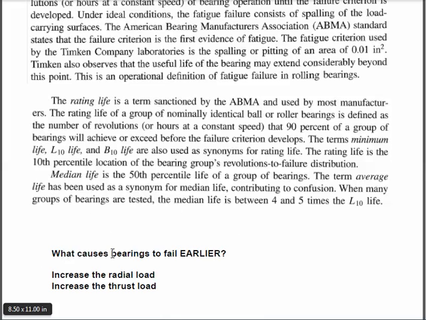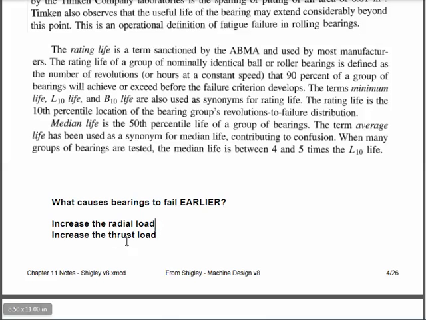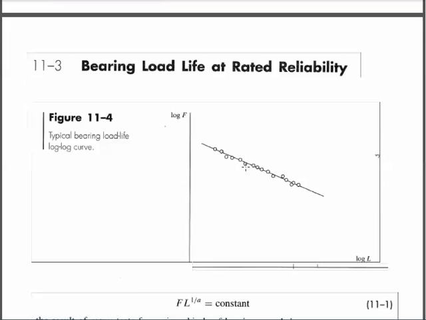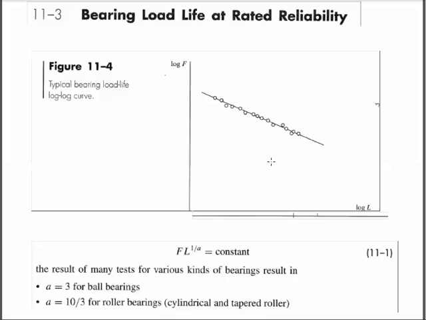So, if I have a bearing and something is going to cause it to fail early, what may cause it to fail early? If it's a ball bearing, I might increase the radial load. For a given speed and this load, it may not last as long. Or for ball bearings, I might add some thrust load to the ball bearing. We'll talk about that in more detail a little bit later. So, let's take a look at the factors that affect life.